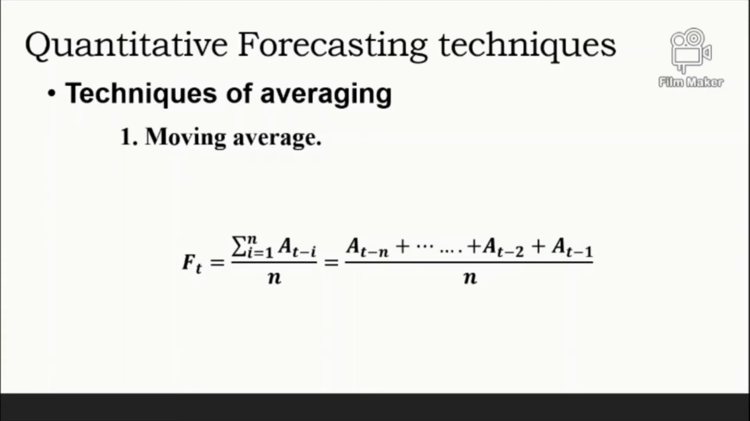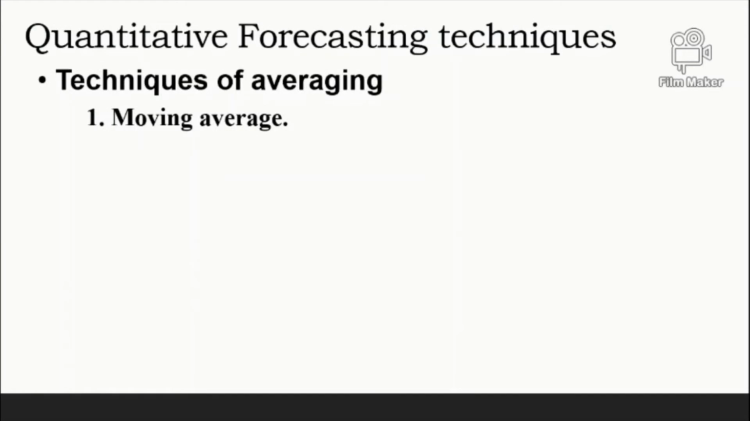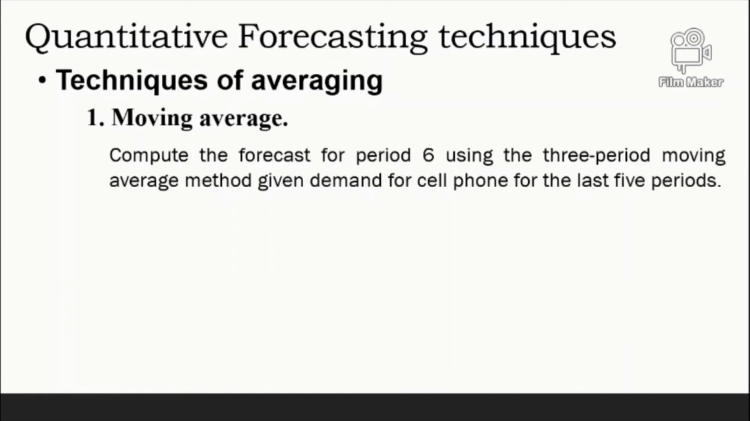Ft equals the summation of At minus i divided by n, where Ft is the forecast for time period t, At minus i is the actual value in period t minus i, and n is the number of periods in the moving average. Example for the moving average.